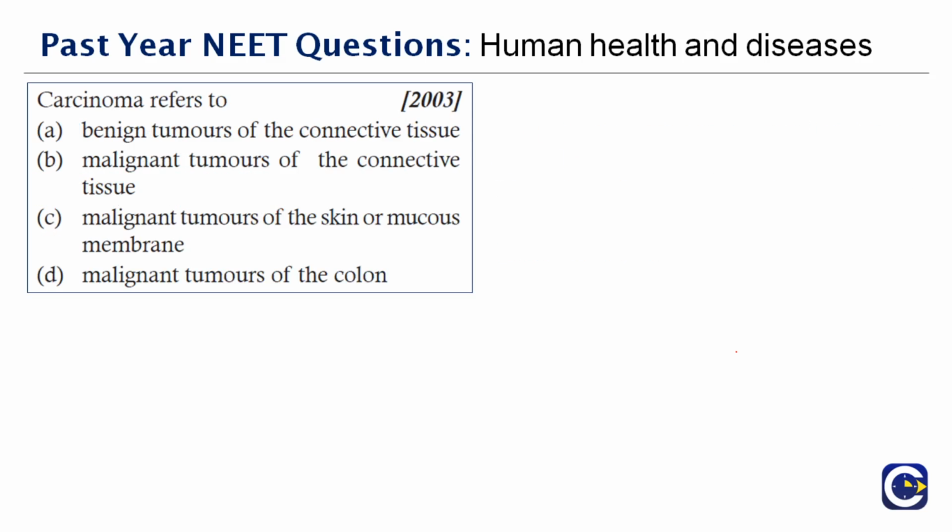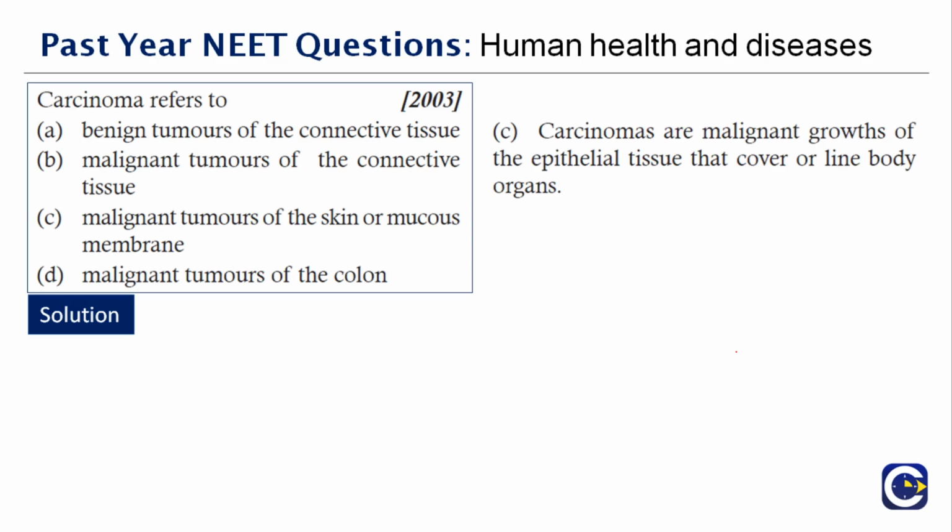Next question here. Carcinoma refers to dash. So again you have to talk about the statements here. Benign tumors of connective tissue, no. Malignant tumors of connective tissue, no. Malignant tumors of the skin or the mucous membrane. So carcinomas are the malignant growth of the epithelial tissue that covers and lines the body organs. Therefore the right answer is option C.